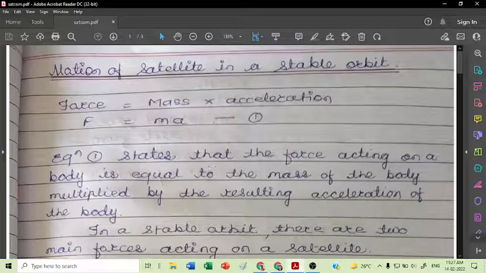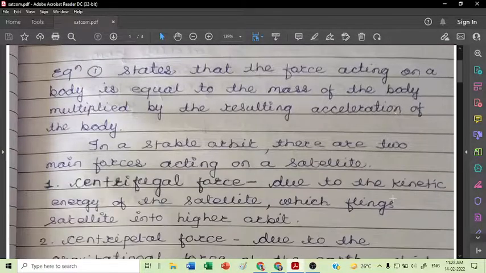Now this equation number 1 states that the force acting on a body is equal to the mass of the body multiplied by the resulting acceleration of the body. It means that when a force is acting on a body, then that force is equal to the mass of the body multiplied by the resulting acceleration of the body.